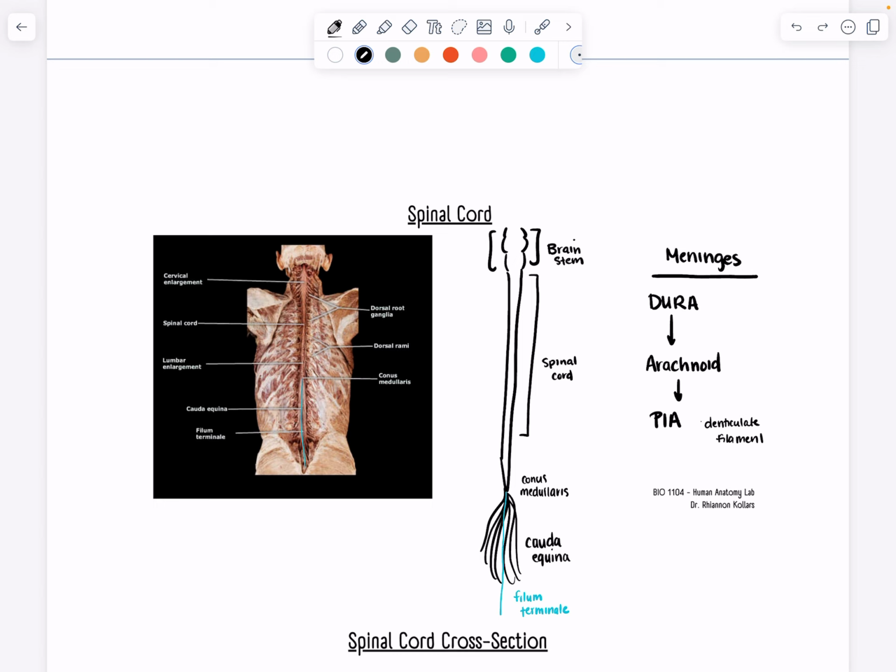So that is the basic overview there. In the next video, we're going to take this gross look and cut the spinal cord in half and look at the inside of the spinal cord and talk about the functionality of the spinal cord when looking at the somatic nervous system.